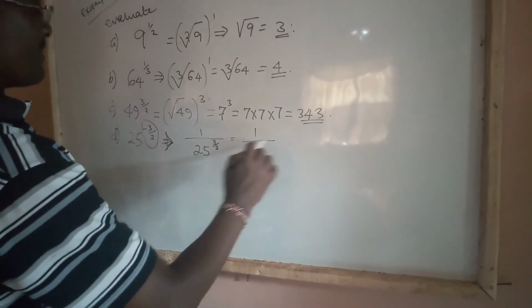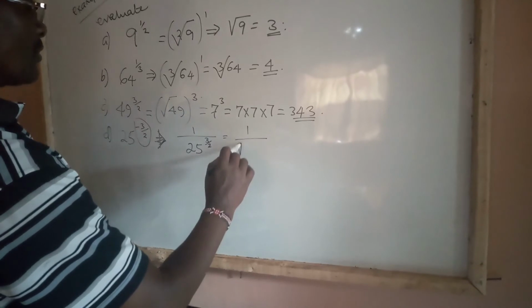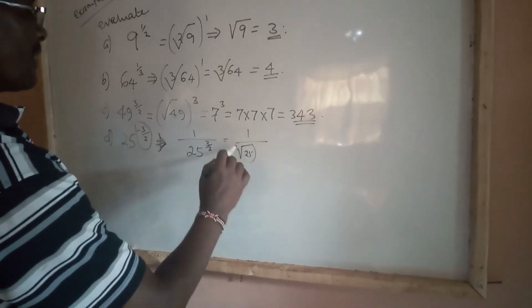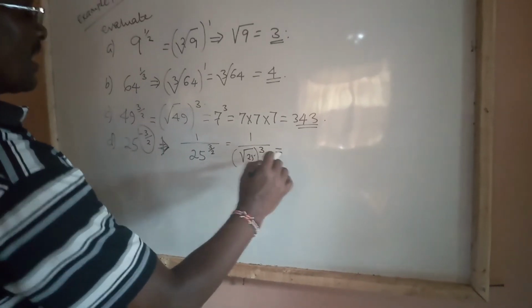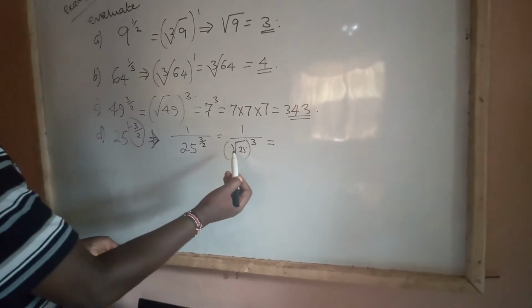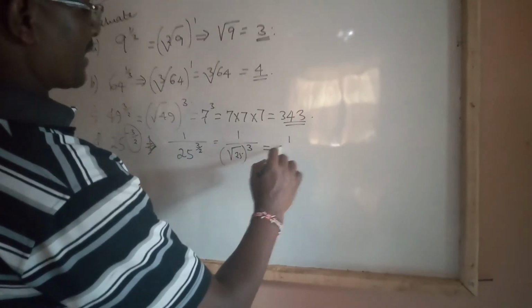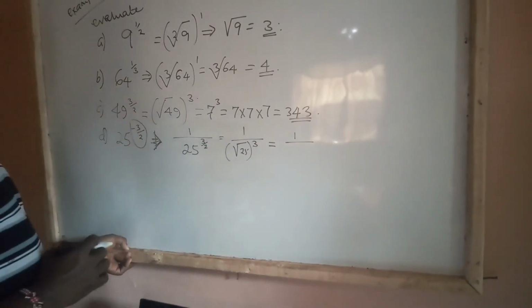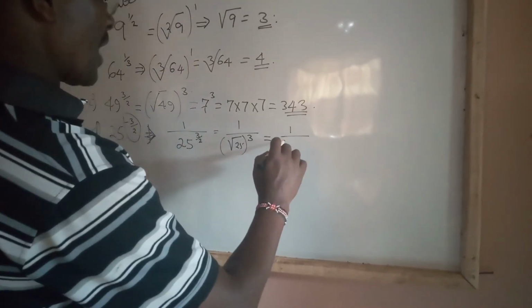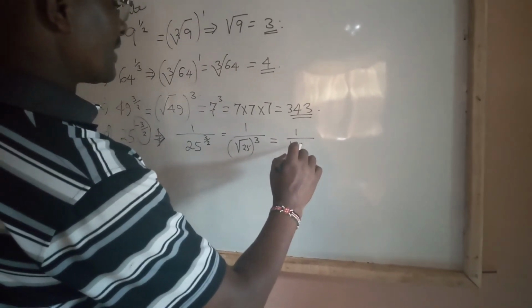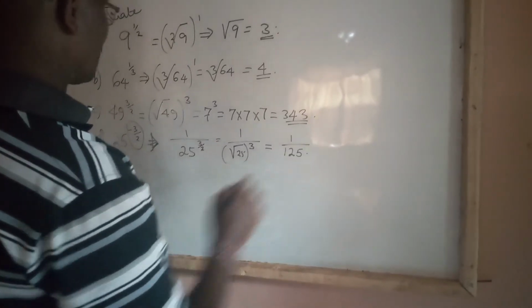And this is the same as the square root of 25, which is cubed. And since we know the square root of 25 is 5, 5 cubed is simply 125. So the final answer is 1 over 125.